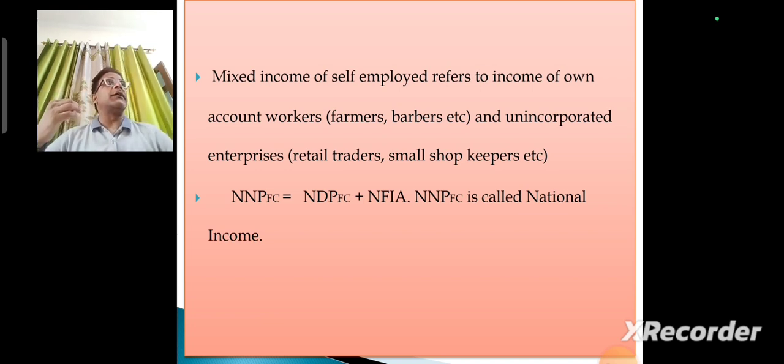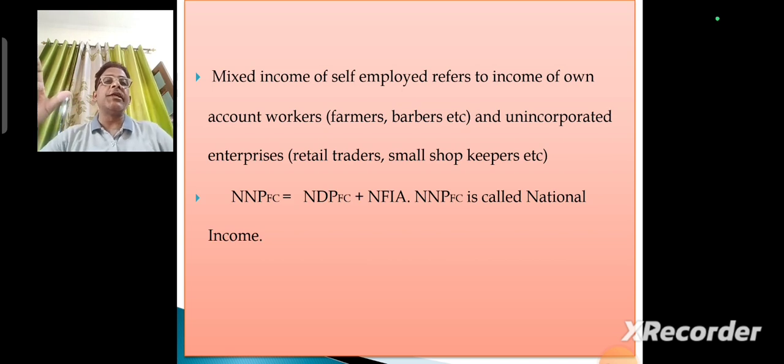So to remove that confusion, one separate category of income has been created by the economists, and that is known as mixed income of self-employed. So that also has to be considered. So far we have discussed three components of national income: compensation of employees, operating surplus, and mixed income.